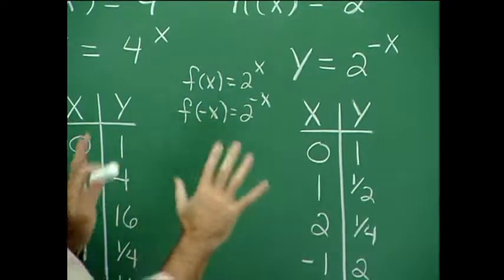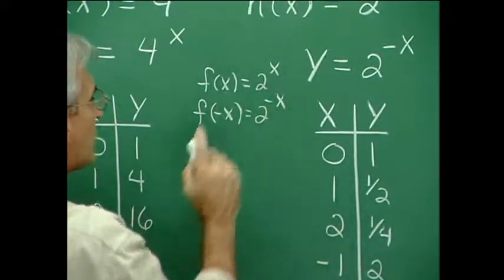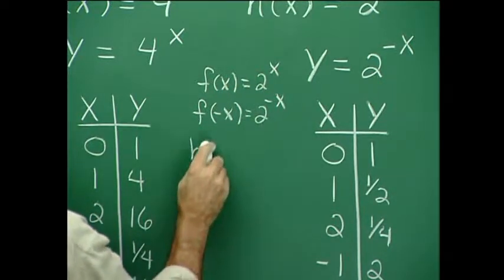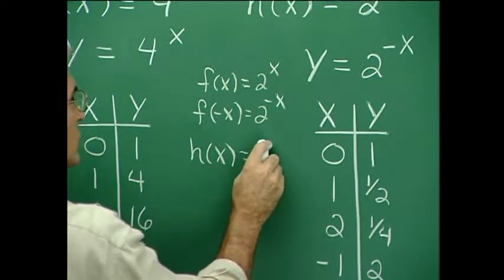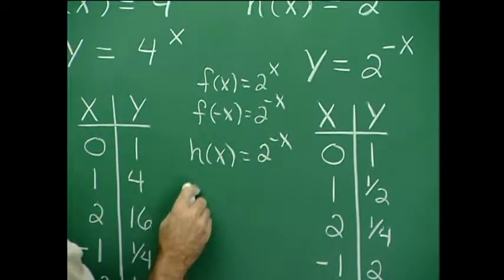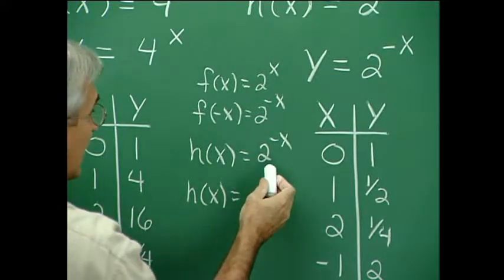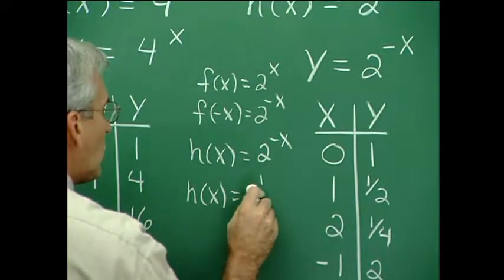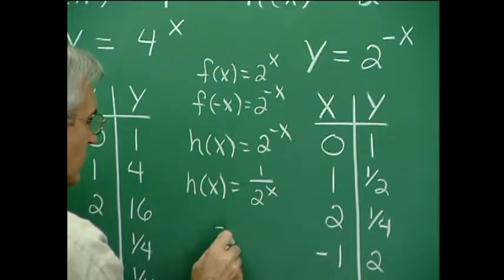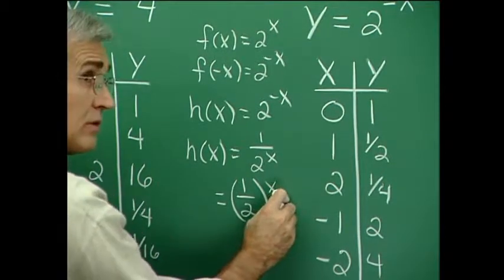Now, another way to analyze this situation is that we can manipulate this a little bit. I'm going to go back to the h function here. This h of x is 2 to the negative x. And I can rewrite this, moving the base, as 1 over 2 to the x power, or I can think of it as 1/2 to the x power like this.